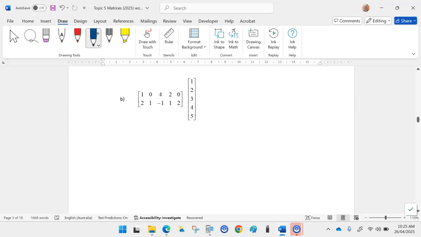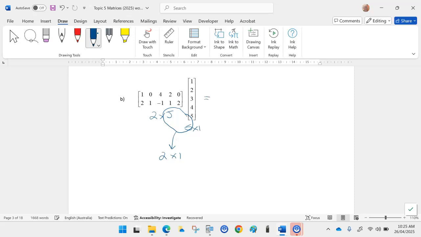So over the page, we've got these 2 matrices. What are the dimensions of these? So the first one has dimensions 2 by 5. And the next one has dimensions 5 by 1. Sweet. Can we multiply them together? Yes, we can. What's the dimensions of the product going to be? It's going to be 2 by 1.